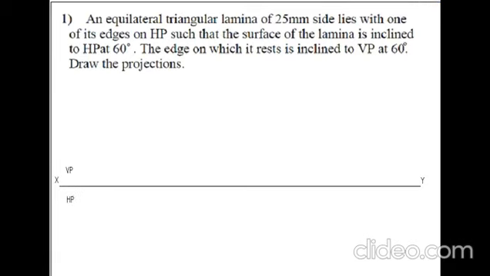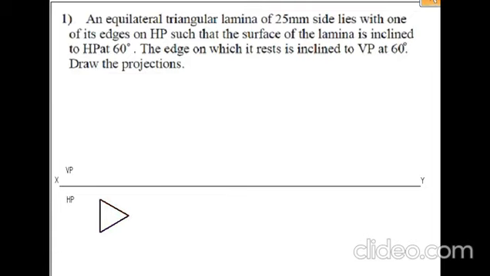Next, we will represent the equilateral triangular lamina resting with respect to its sides. So, first I will draw a line of 25 mm length. Next, the exterior angle is 30 degree for an equilateral triangular lamina. So, 30 degree. Next, join it. The triangle which we have drawn is a view, so it should be a visible line.